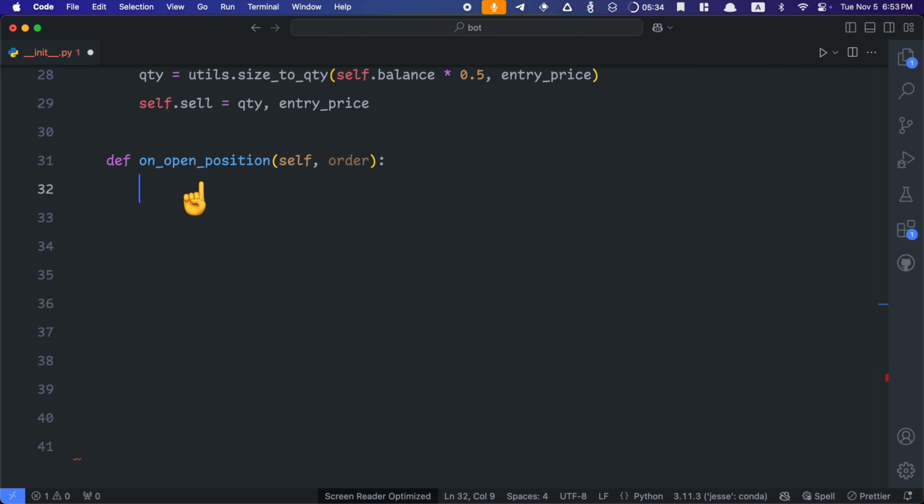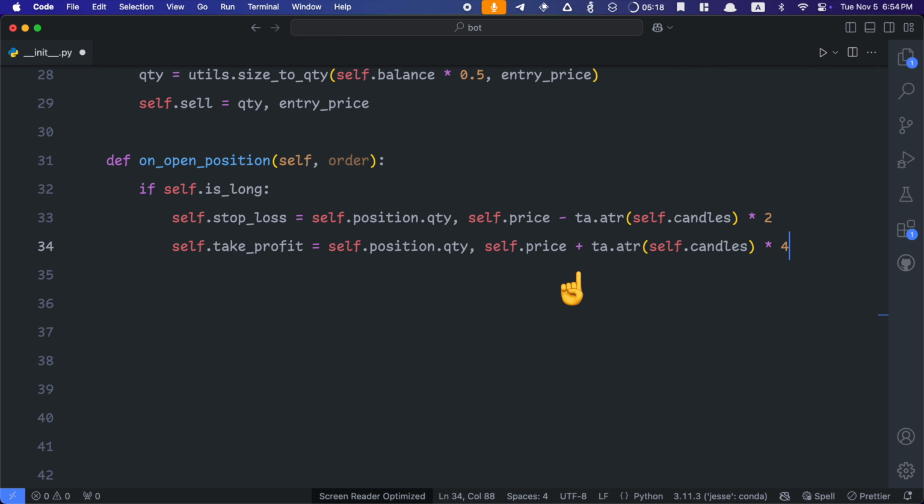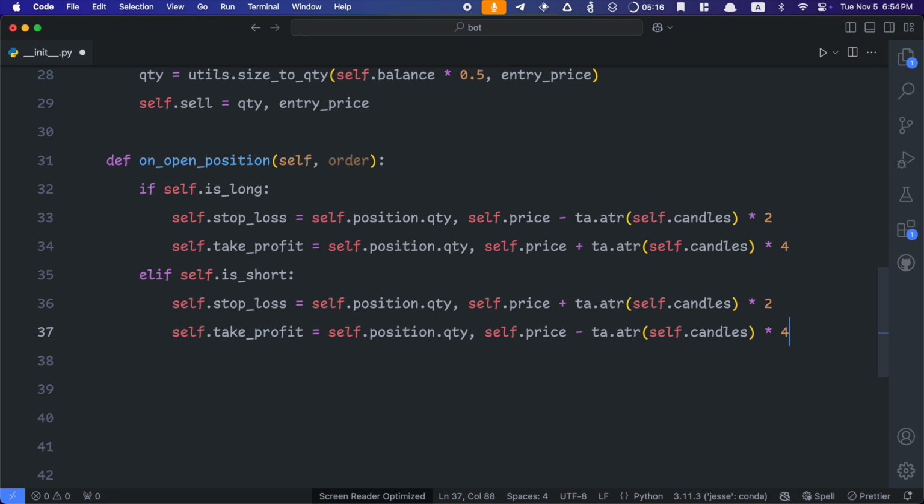We can use the built-in on open position event. I can simply say if this is a long trade, my stop loss is going to be the quantity of the current open position, and the price of it could be the current price minus the current ATR multiplied by 2. As for the take profit order, I can do the opposite, except use 4 times the current ATR. If it's a short position, we'll simply do the opposite.